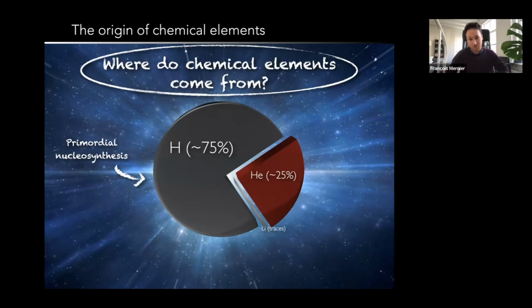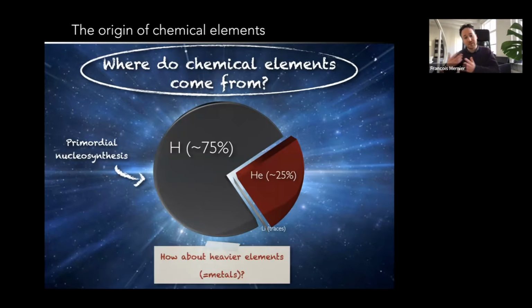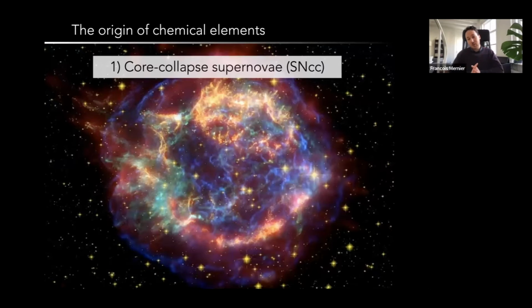But what you can see from this plot is that, of course, all metals are missing. What I call metals is, of course, all these elements which are heavier than helium. So the question is, where do metals actually come from? And the short answer here is that they come from stars and supernovae. And I'm going to extend that a little bit further and explain 4 main sources of enrichment, which might be relevant. Especially 3 of them will be relevant for this talk.